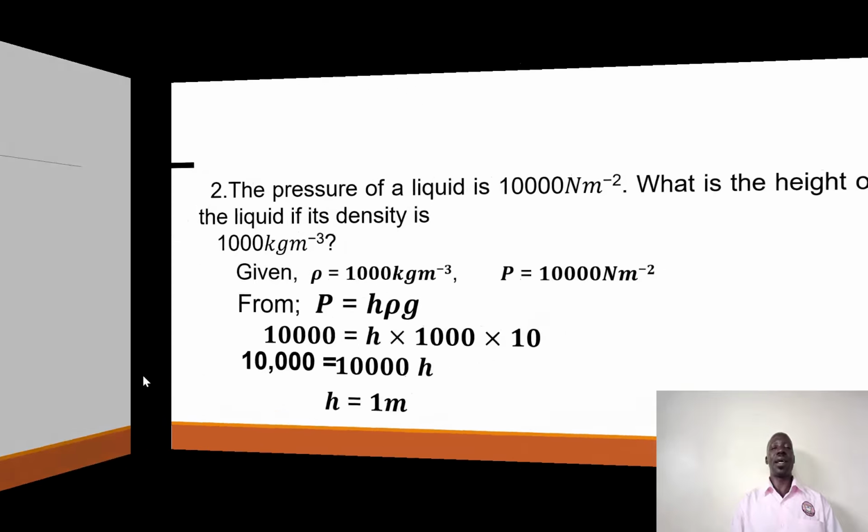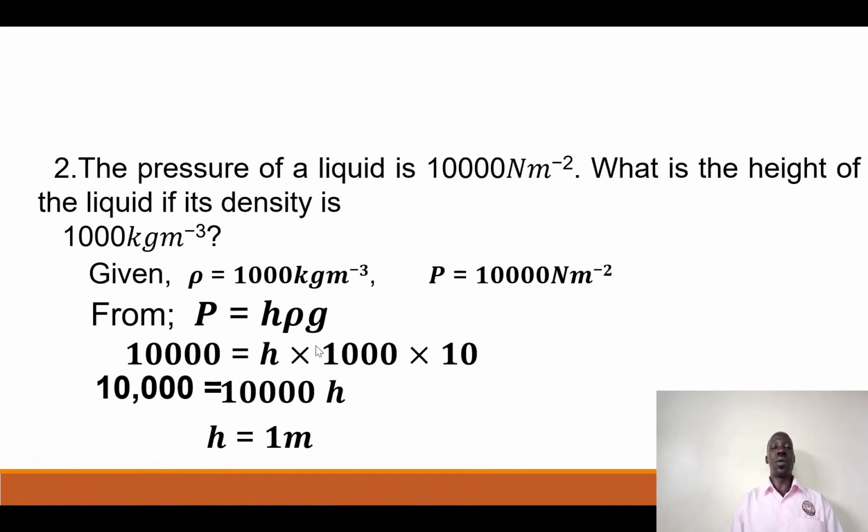Let's take another example. Example 2 says the pressure of a liquid is 10,000 Newton per meter squared. Then, what is the height of the liquid if its density is 1000 kilogram per cubic meter? Given the density being 1000 kilogram per cubic meter and the pressure of 10,000 Newton per meter squared, we can get h from the formula that pressure equals h rho g.